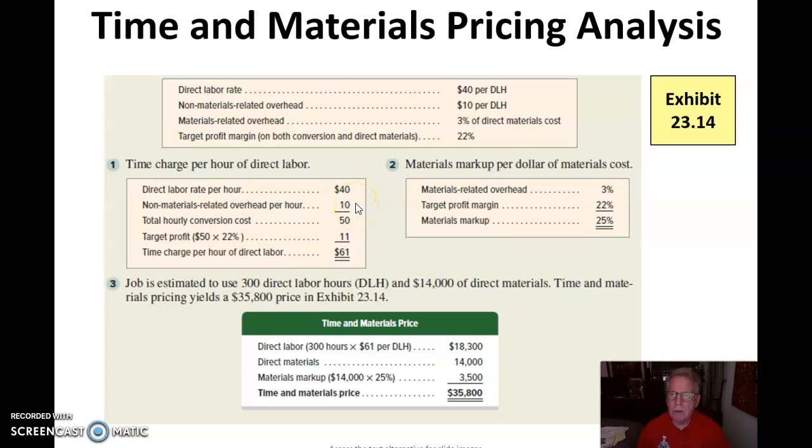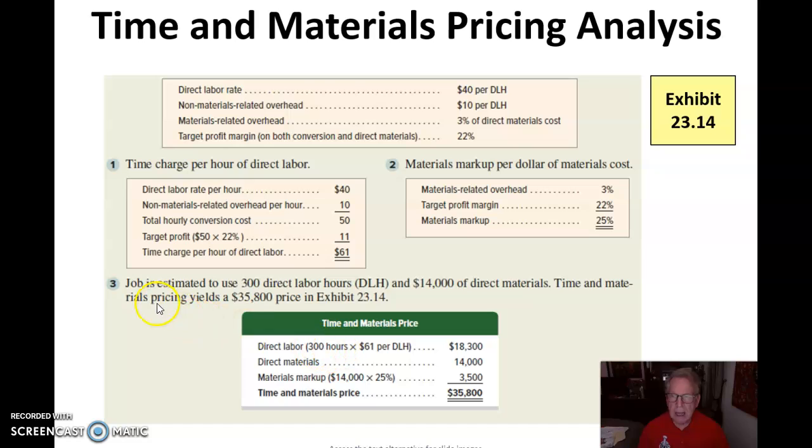add the $10 of non-materials related overhead per hour, and that gives us our total hourly conversion cost here. We then add our target profit, 22% of $50, which is $11, and that means we're going to charge our time at $61 per hour of direct labor. Then we're going to say our materials related overhead is 3%, and our target markup is 22%. So the materials markup is going to be another 25%.